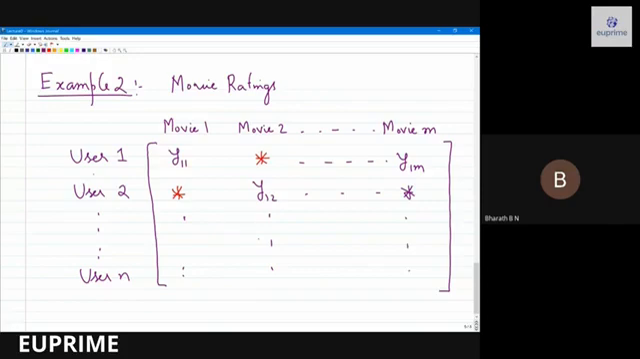Now suppose user 1 is a close friend of user 2, and they have similar tastes in terms of watching movies. So the ratings will also be similar. Do you agree with that? Yes or no? Yes, sir. Okay, so supposing I make that assumption, in this group of users there are several users who are very close to each other, in the sense their tastes are similar.